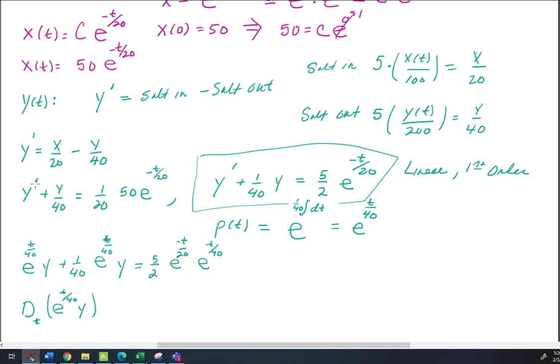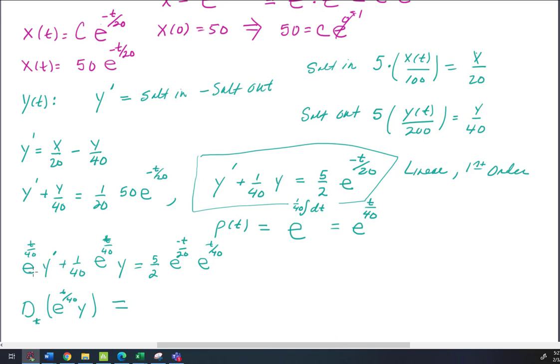That was bothering me. You see, this would have been y prime times e to the t over 40, so really I've got a little prime there, and now this is all correct. So that in fact is the derivative of this product, what I have for the left hand side here. Let's just check it real quick.